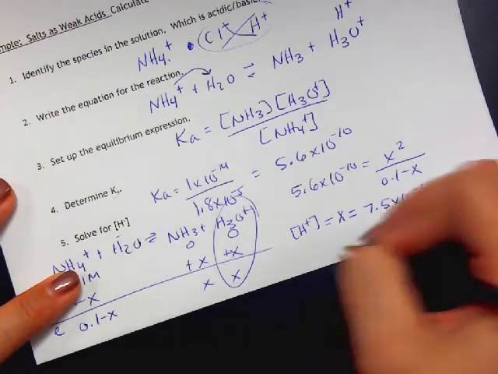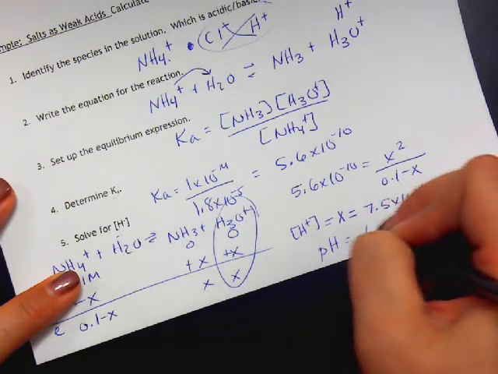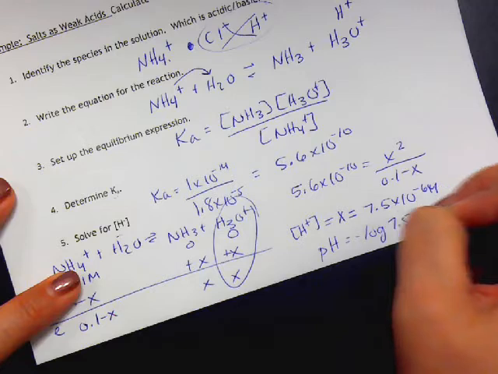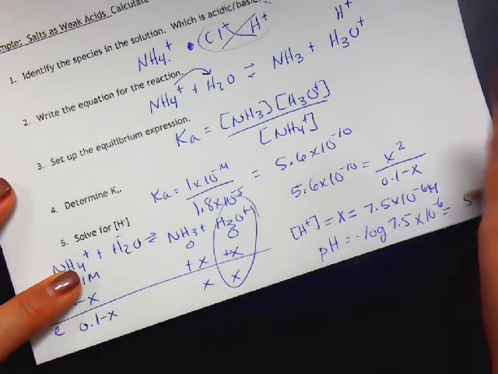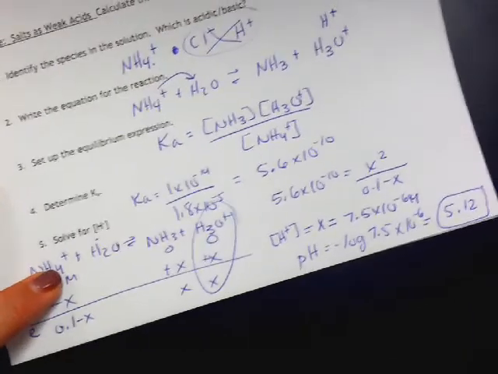Right? And so our pH would be the negative log of our 7.5 times 10 to the minus 6, which gives us a 5.12, which is indeed an acidic pH.